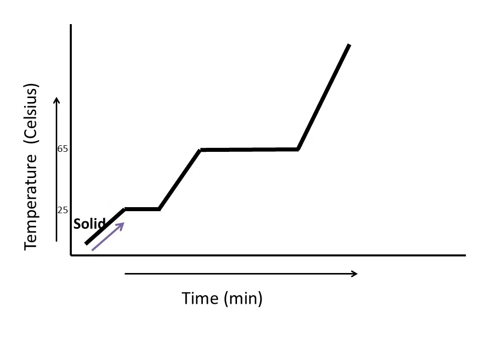First, you start off with a solid. That then increases the heat, and eventually it will hit this plateau. And this plateau is where the solid is changing into a liquid. The liquid will then continue gaining heat until it hits a second plateau. The second plateau then changes into a gas.